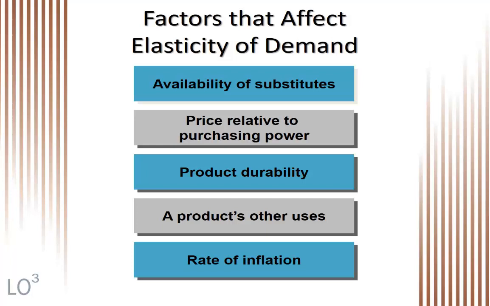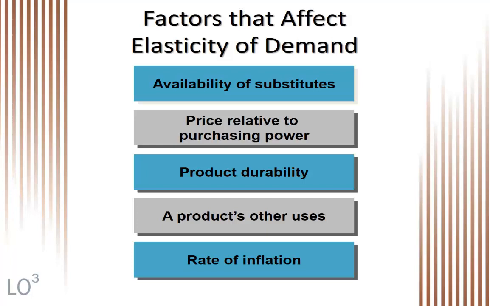If a product has only one use, the quantity purchased probably will not vary as price varies. Rate of inflation: when inflation is high, demand becomes more elastic. Rising price levels make consumers more price sensitive.